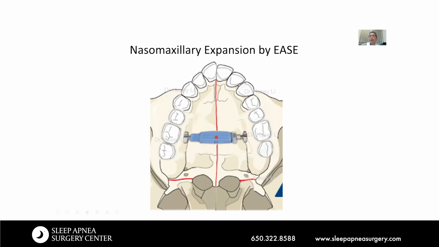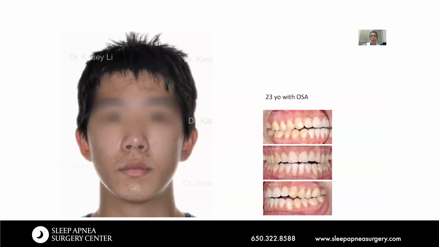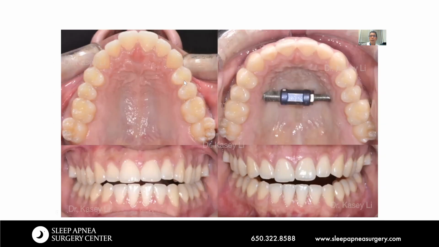What I do is basically I make sure that the sutures are released and weakened. When I first start out, I release the palatal suture through the nose, and you could do it in various ways. 23-year-old on nasal CPAP. You can see his jaw has been expanded.